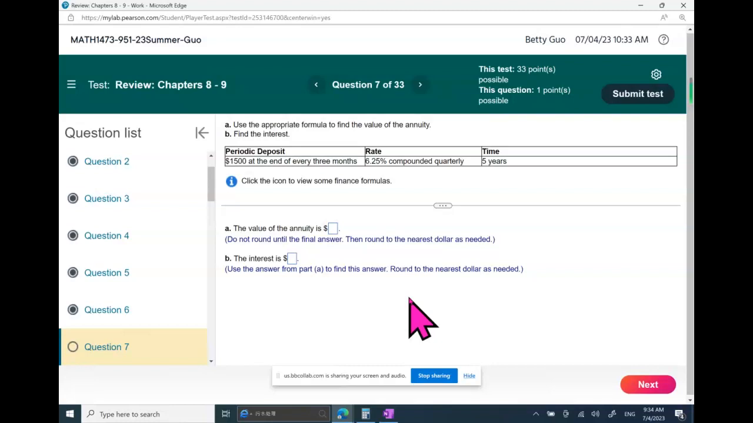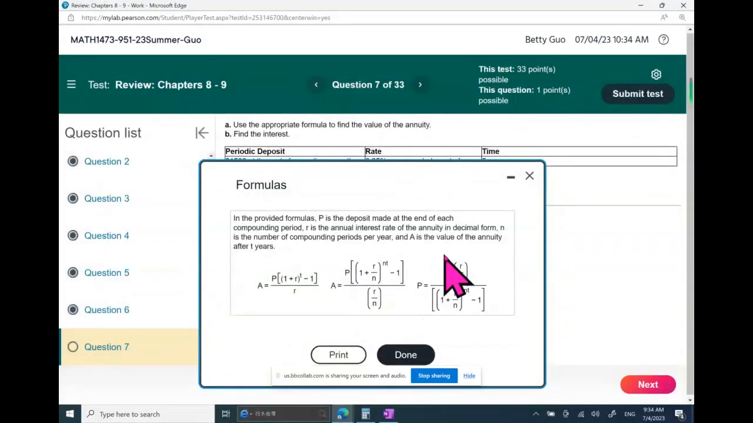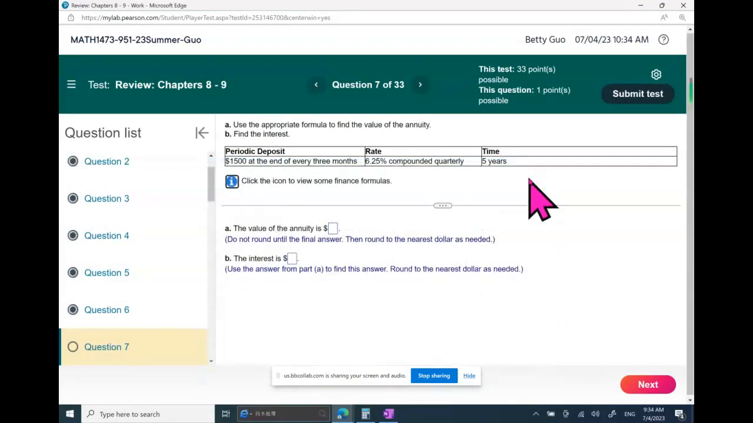Okay, so this is about annuity. The annuity formula is so complicated. I really just hope you know the TVM solver method. And same thing, I'm going to write down that information.